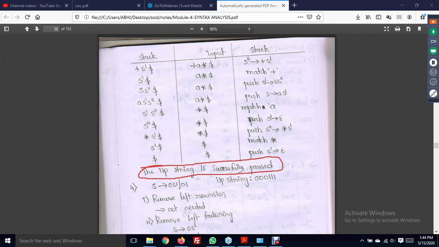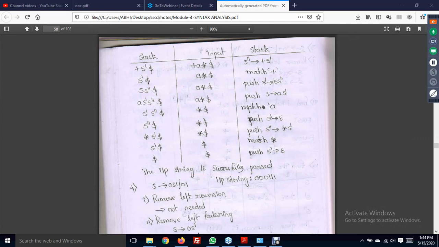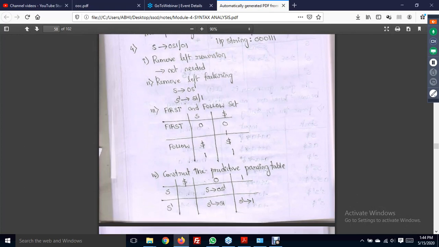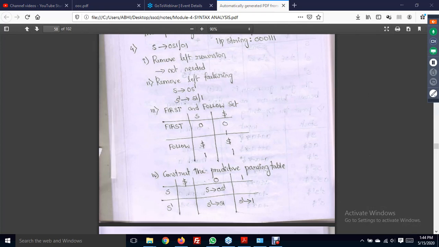Alright, so I think I have time for just one more example problem. We'll take up that particular example problem also. So what is the production which I have? S tending to 0S1 or 01, free from left recursion, but it is not free from left factoring because 0 and 0 are there. So apply the left factoring algorithm here, and I get this. So calculate the first and follow.